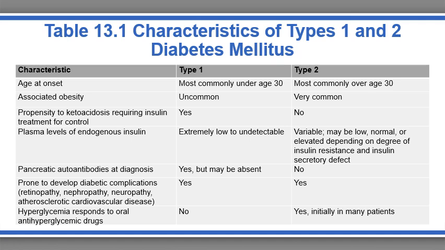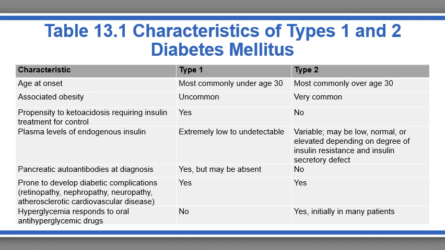So, the primary thing, if we were to sum up the differences, is that in individuals who have type 1 diabetes, essentially, just as we talked about, the pancreas stops producing insulin, okay? In type 2 diabetics, they still produce insulin. Now, if you notice here, we talk about how it's variable. Their insulin levels may go low, they may be normal, they may be elevated. It depends on the degree of insulin resistance and the insulin secretory defect.